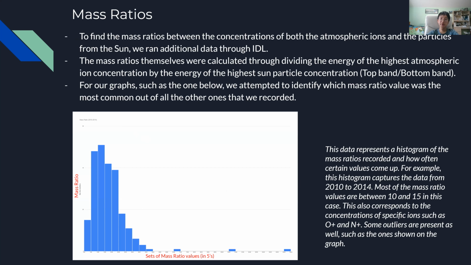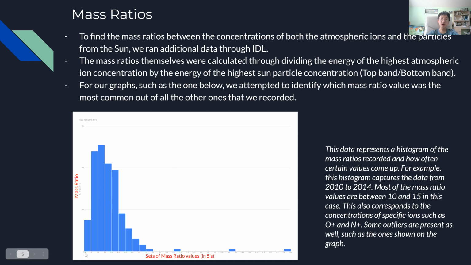And for our graphs, such as the one below, we were able to identify which mass ratio value was the most common out of all the other ones we recorded. So for example here, which was capturing data between 2010 and 2014, the overall majority of the ion concentrations between the sun and the atmospheric ions, most of them fell between values of 10 and 15.